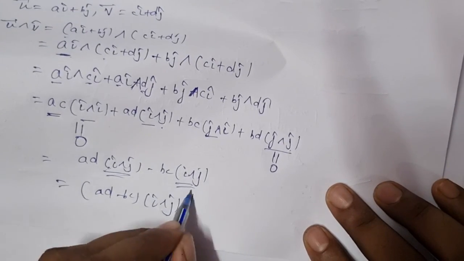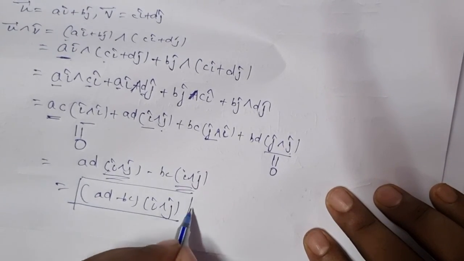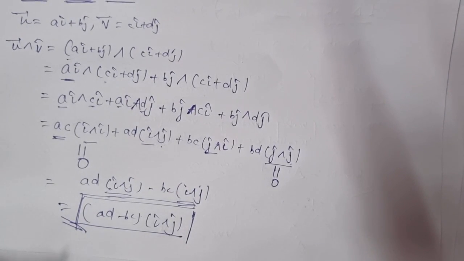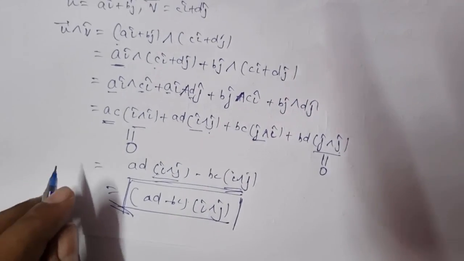So these are some basic rules by which we can take a product in exterior algebra, or we can create a bivector.